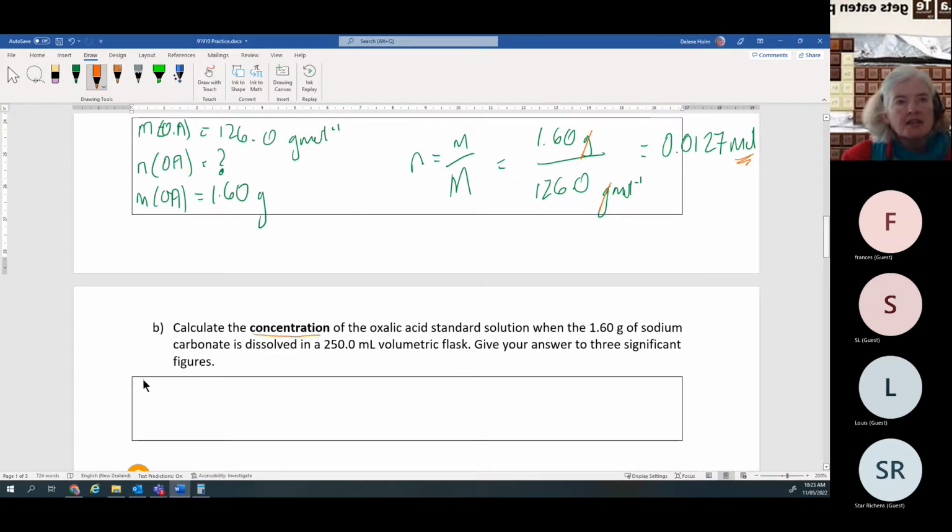Okay, so now that you've got that, you now need to calculate the concentration. So you need the concentration of oxalic acid. So that is what you've got to calculate. So again, you can refer back to the top, what equation to use. And remember, we had c is equal to n divided by V. So this 1.60 gram, ooh, this is wrong. I forgot to change this. This is 1.6, that's carbon, that should be oxalic acid.